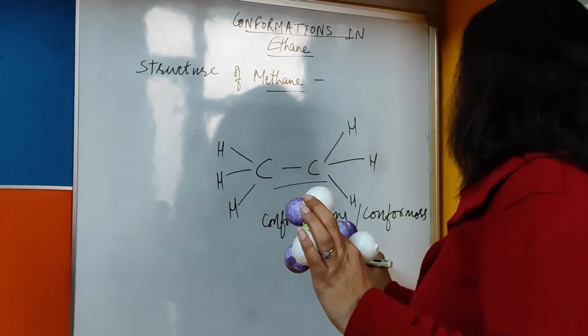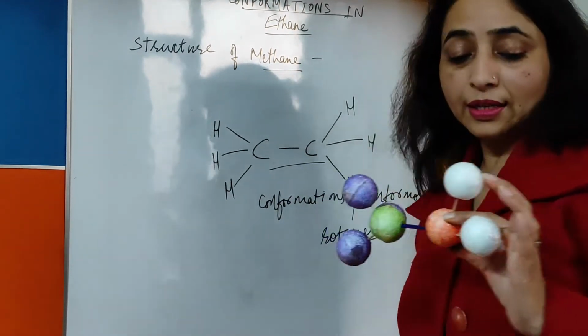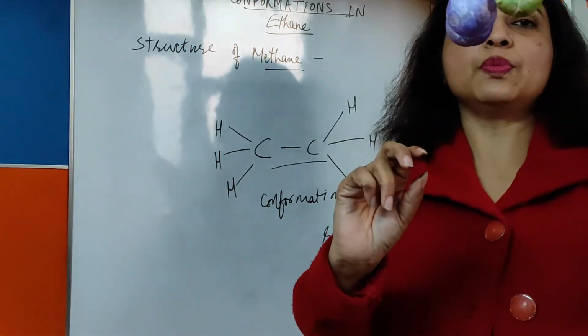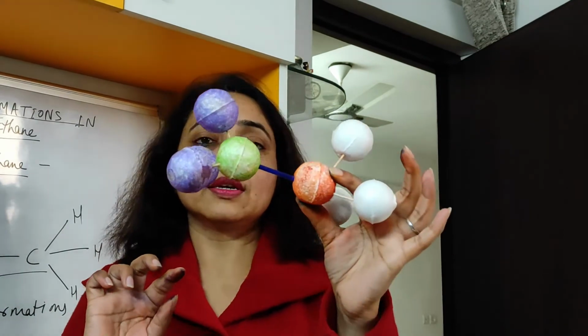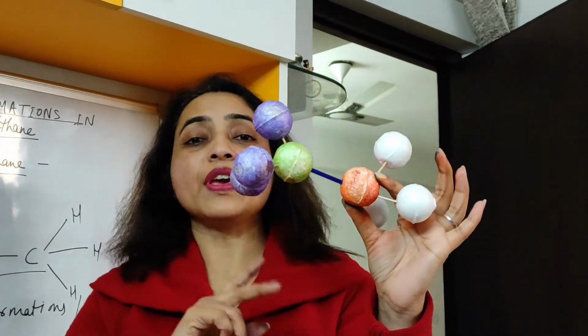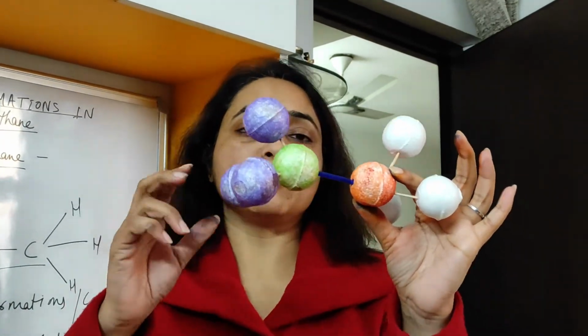All are one and the same thing. They are also called rotamers. They all are the same. Now let's see. This is the arrangement we are taking. Now, if we are supposed to draw it on a plane of paper, how can we do it? There are two ways to do it. But before that, I just want to tell you the kinds of conformations.